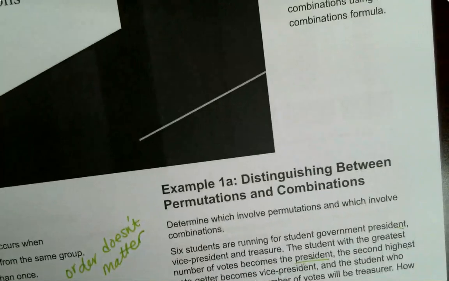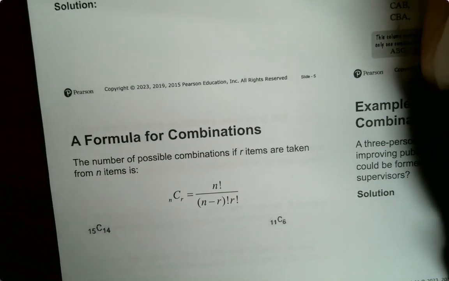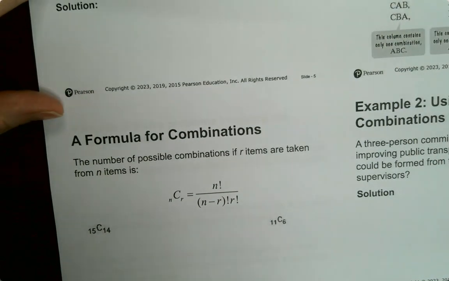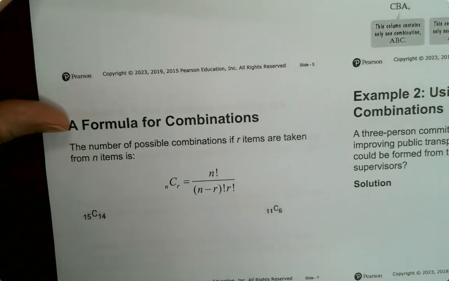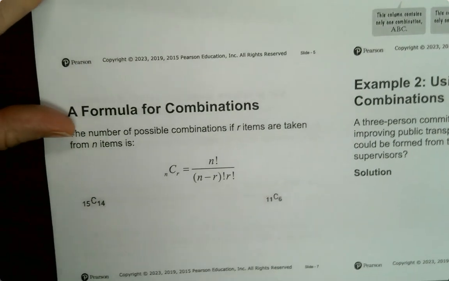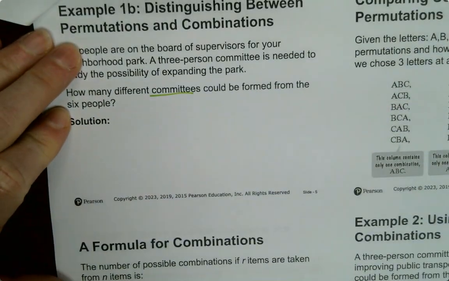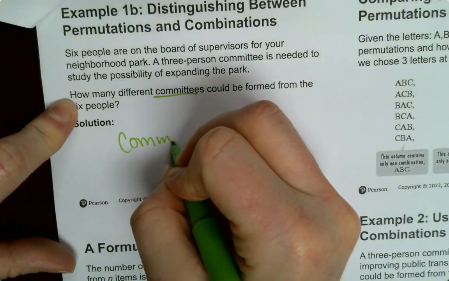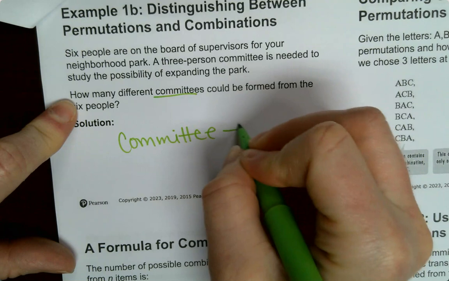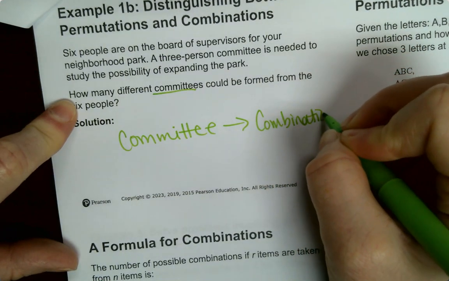Okay, next example. 6 people are on the board of supervisors for your park. A 3-person committee is needed to study the possibility of expanding the park. How many different committees can be formed? So this has a committee. It doesn't matter what position they get chosen. So this is combination. So I'm going to write committee means combination. Order doesn't matter.